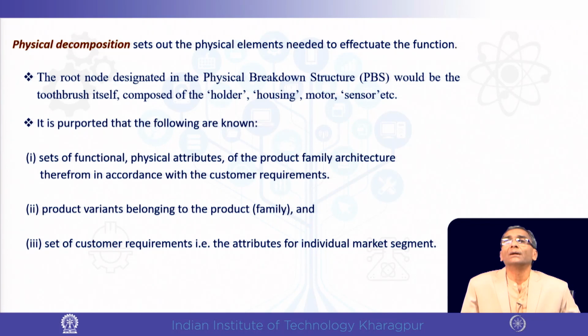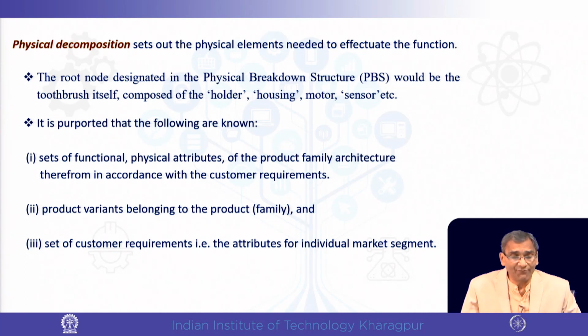To take an image, the means would be a camera. So, for example, the root node designated in the physical breakdown structure or PBS would be the toothbrush itself, in this example of a toothbrush, composed of holder, housing, motor, sensor, etc. So, the functions, as we had discussed, that it is moving, operating, maneuvering, etc., will be accomplished through these physical elements which I have just named.